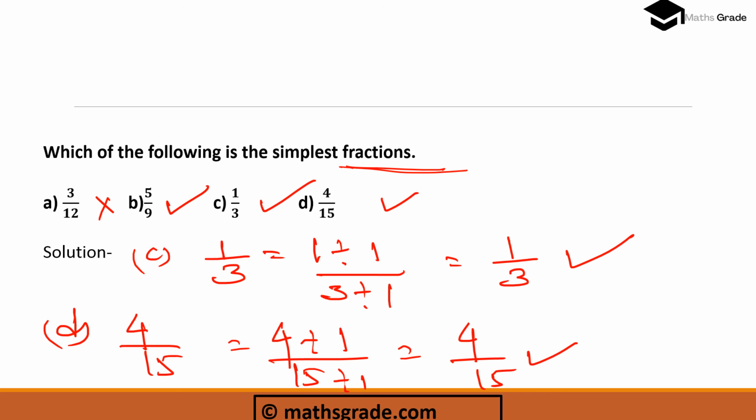So which of the following is the simplest fraction? Options B, C, D are in the simplest form, but option A is not in the simplest form. So option A, that is 3 divided by 12, is not in the simplest form.